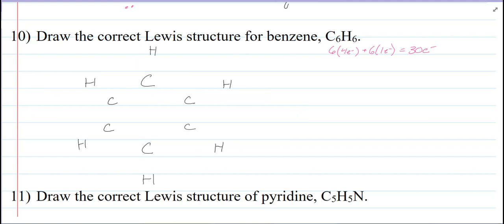All right, let's try arranging it in a hexagon. 2, 4, 6, 8, 10, 12, 14, 16, 18, 20, 22, 24, and then it doesn't matter where, 26, 28, 30. There's your 30 electrons, and there's your Lewis structure. Technically speaking, these double bonds go to everybody, so a lot of times you'll just see a dotted line or a circle in the middle for benzene.